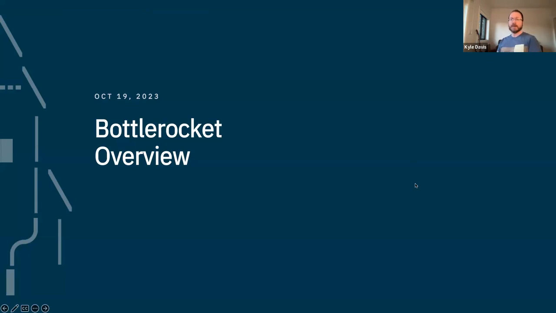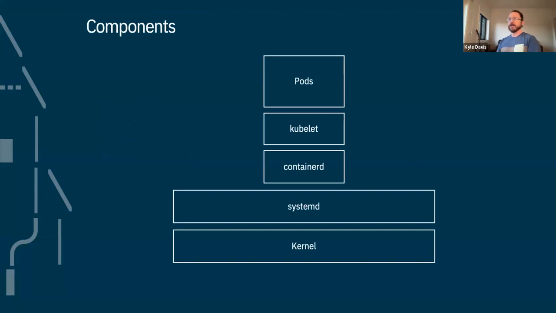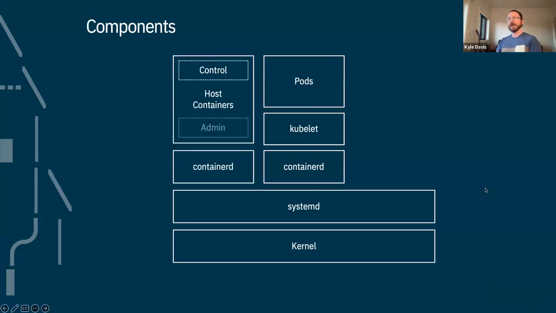Okay, so let's just dive in and talk a little bit about the components of Bottle Rocket. Bottle Rocket starts from the bottom, just the Linux kernel. We use systemd for init and system services. Containerd is our container runtime, and Kubelet is the agent that we use to join the Kubernetes clusters. And then on top of that, you have your pods running your workloads. This looks pretty standard and unamazing to most people who have looked at the components of an operating system. But we have other things, as the illustration indicates, that there is probably more here.